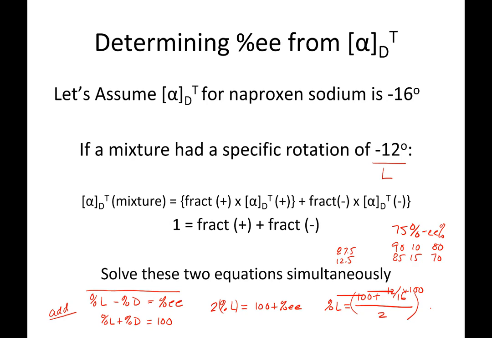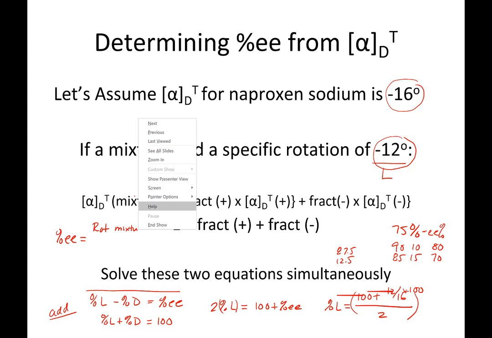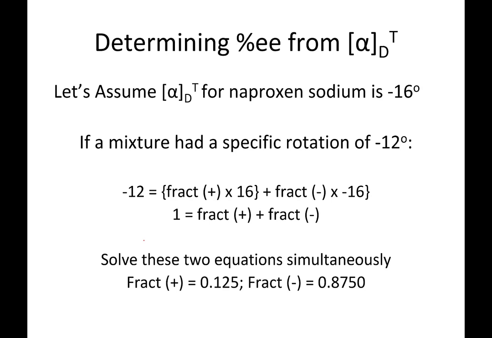Wait, so like in the bottom part when we did the calculations, the percent enantiomeric excess is the major minus the minor? It's the specific rotation of the mixture divided by the specific rotation of the pure. Okay. That's what the enantiomeric excess is. So percent enantiomeric excess is equal to the rotation of the mixture over the rotation of the pure times 100.